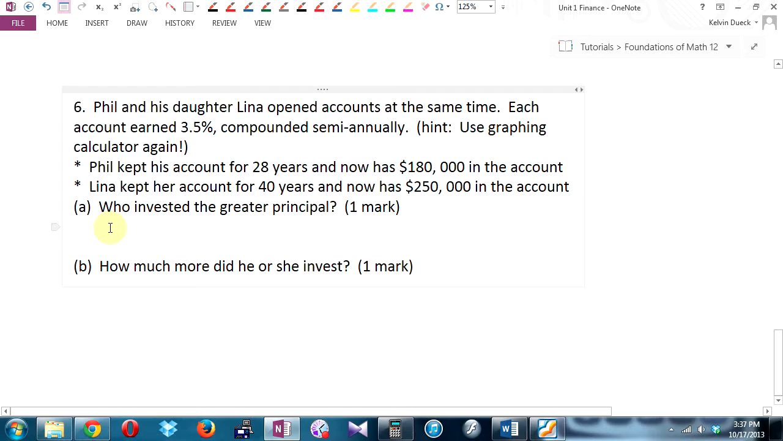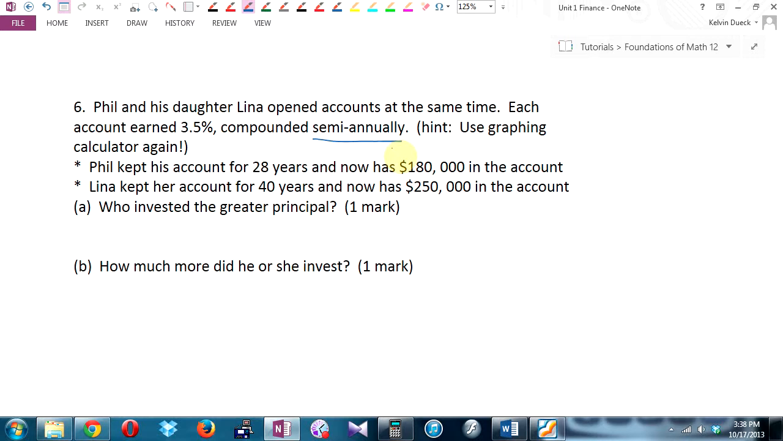So Phil and his daughter Lena opened accounts at the same time. Each account earned 3.5% compounded semi-annually. I would probably choose to underline that. Phil kept his account for 28 years and now has $180,000 in the account. Lena kept her account for 40 years and now has $250,000 in the account. So what's A asking me to find?